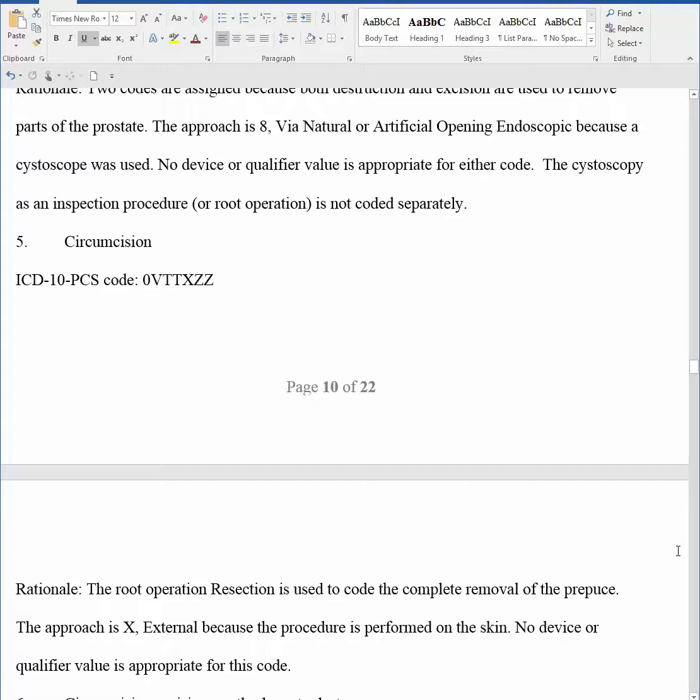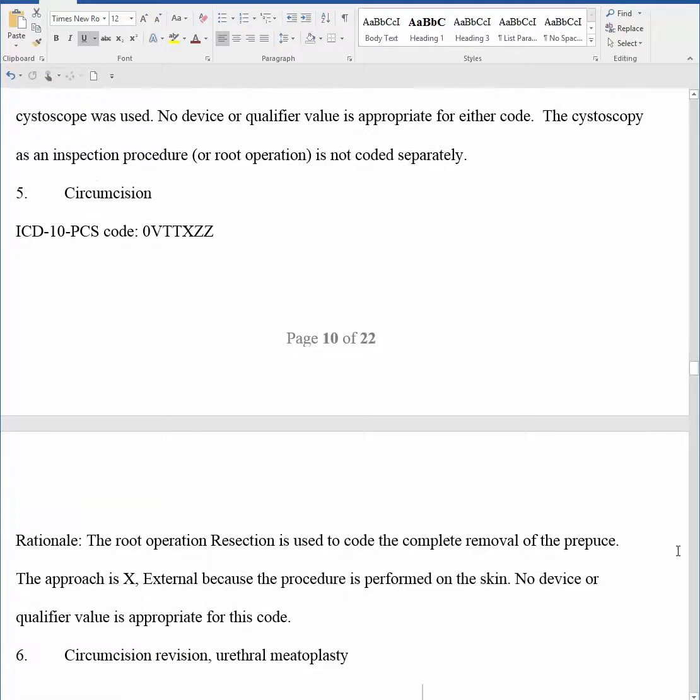It is an adult patient. The complete removal of that portion of the male anatomy is coded to the root operation of resection. The physician doesn't have to make an incision into tissue to get to it. It's performed directly on the skin. So the surgical approach is external.